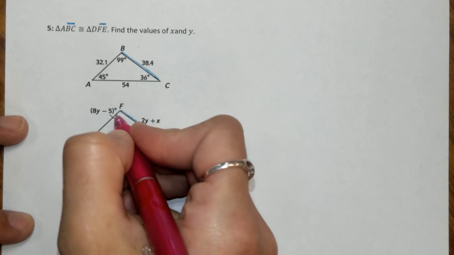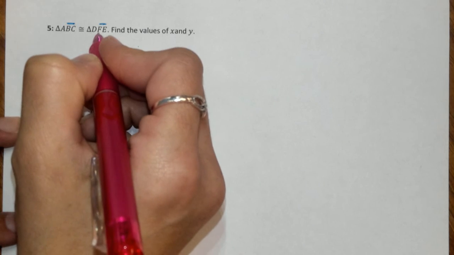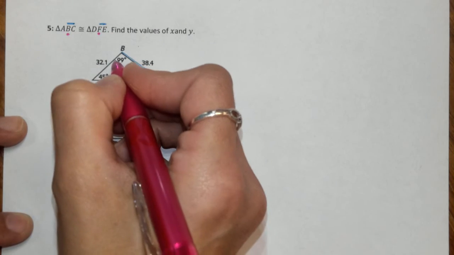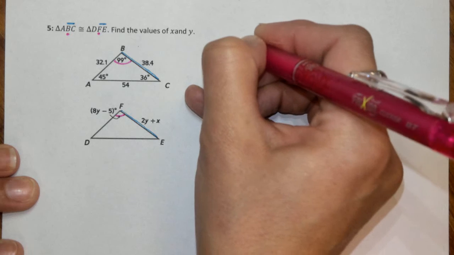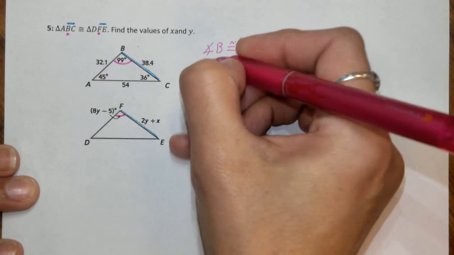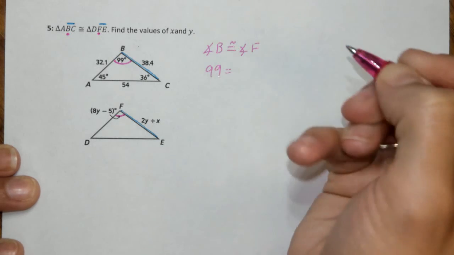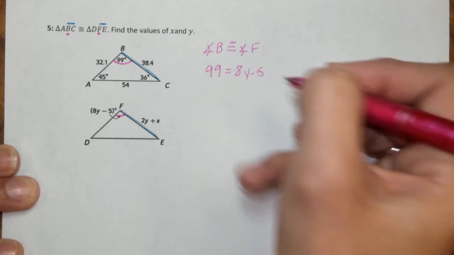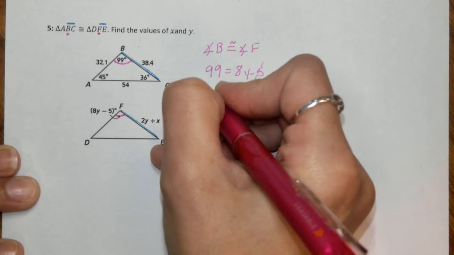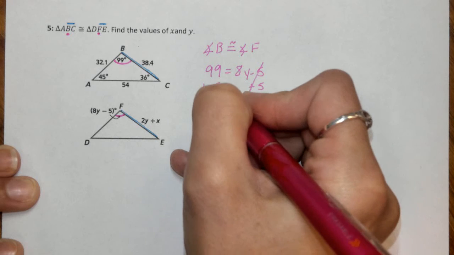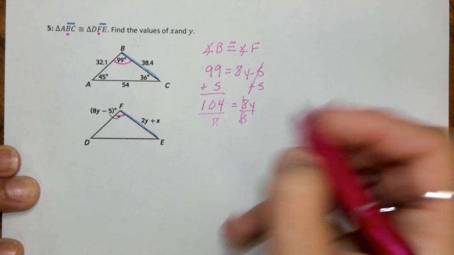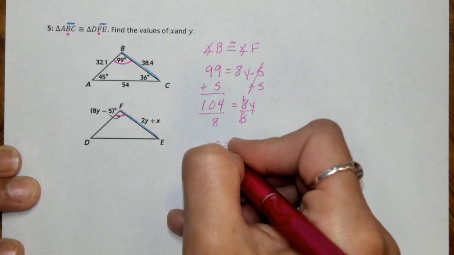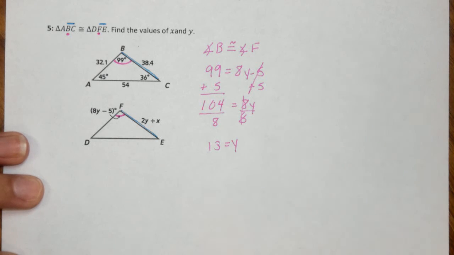We have 8y minus 5 in angle F. And as we see over here, angle F is the middle letter. It corresponds with angle B. So we can go ahead and solve for y first. So we have angle B is congruent to angle F. 99 degrees was angle B. It is equal to 8y minus 5. We'll go through our steps of solving for y. Add, now we're going to divide both sides. And y is going to end up coming out to equal 13. Well, remember, we need to find x also. So we've only found half of what we need to find.